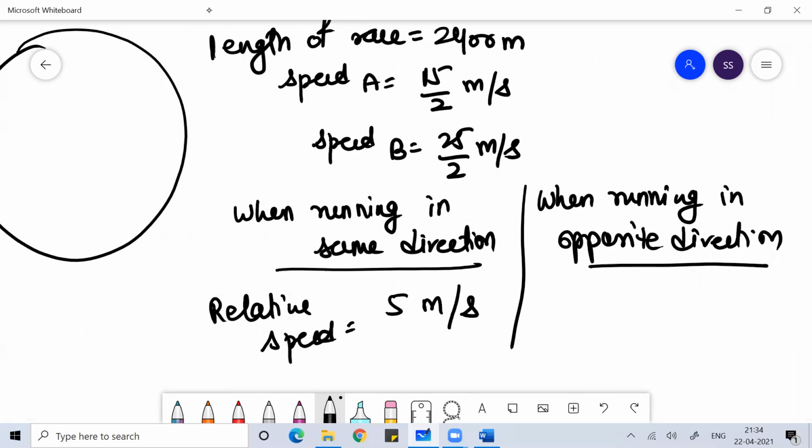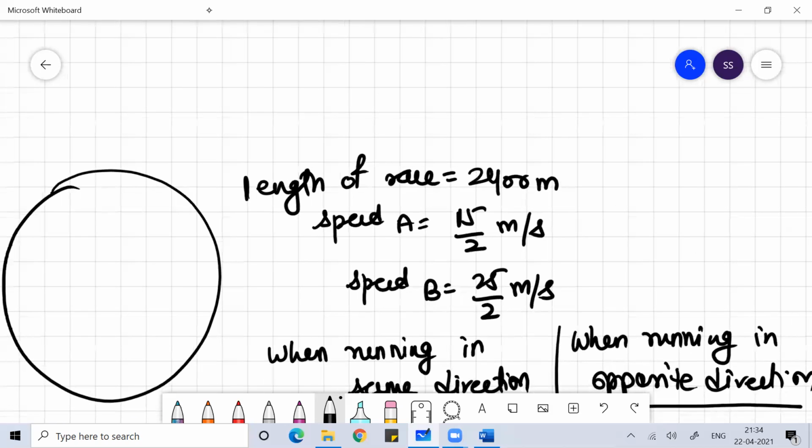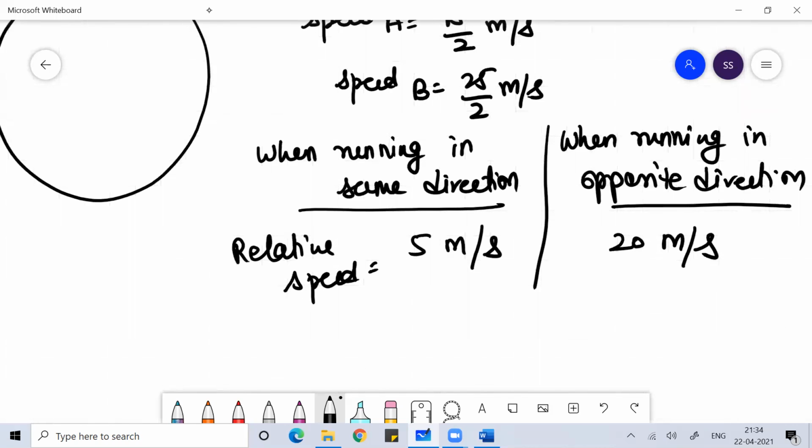Okay, so the relative speed is 25 by 2 minus 15 by 2. When they run in opposite direction, then it will be 15 plus 4, that means 20 meter per second. You can understand this. Okay, and the length is given to you, 2400. So how much time they will take?